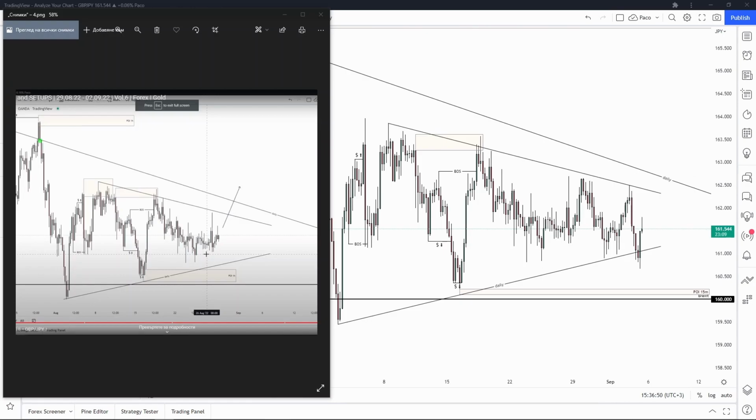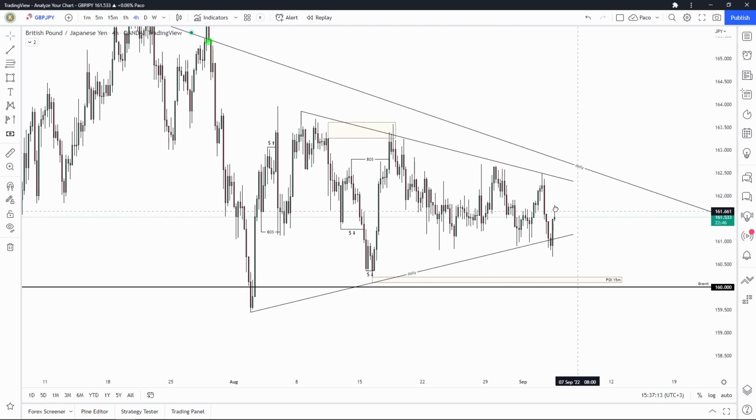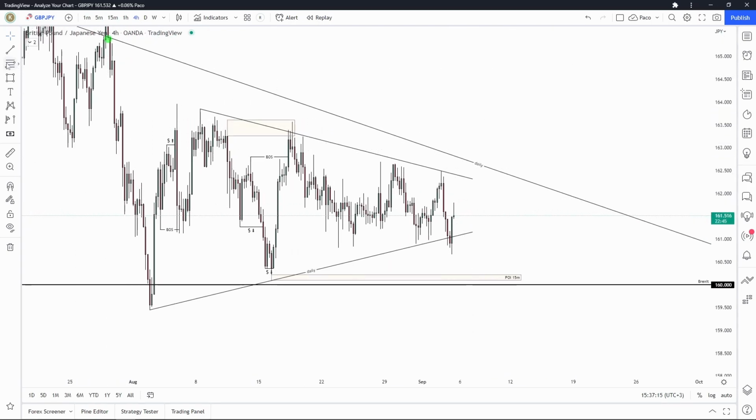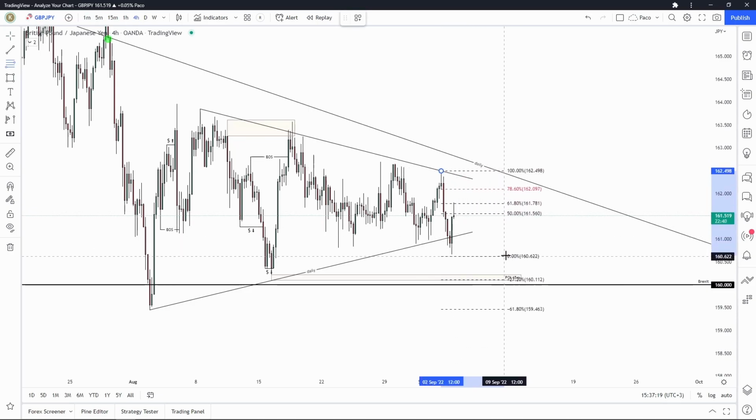Okay, let's continue with British pound to Japanese yen. Last week we said that here a triangle has been formed and we expect to see a breakout either on the upper side or on the downside. But the price continued its sideways movements. So now, first thing we can do is apply Fibonacci here.